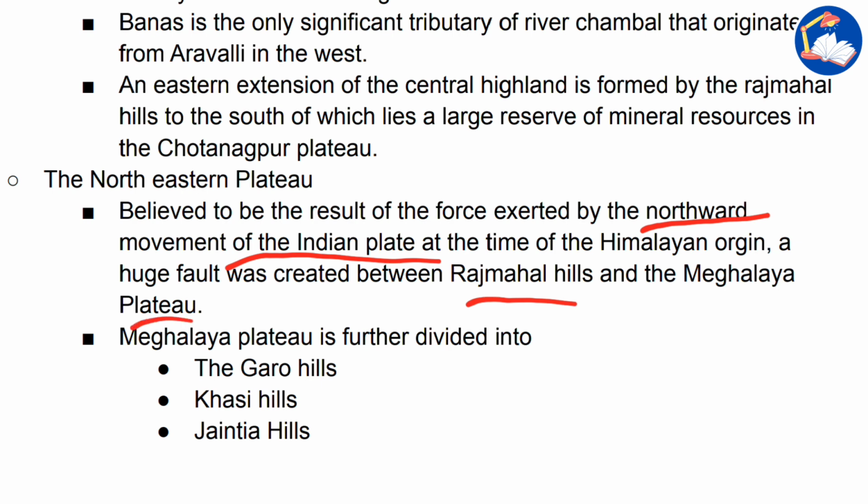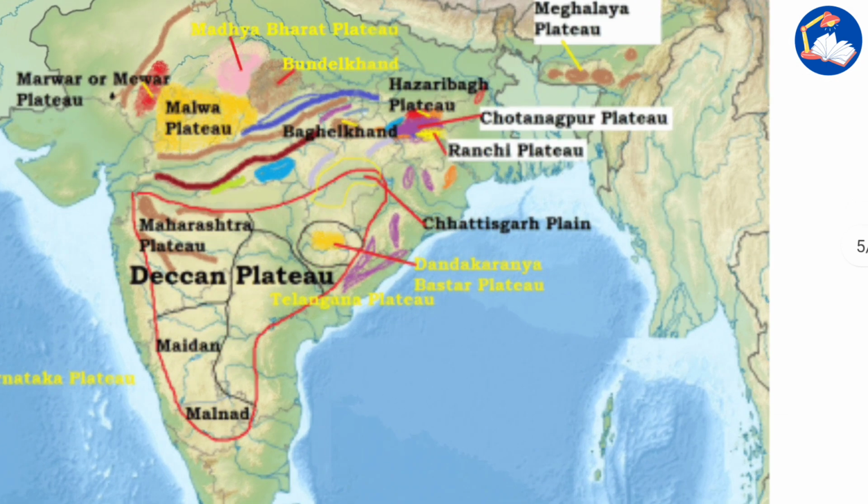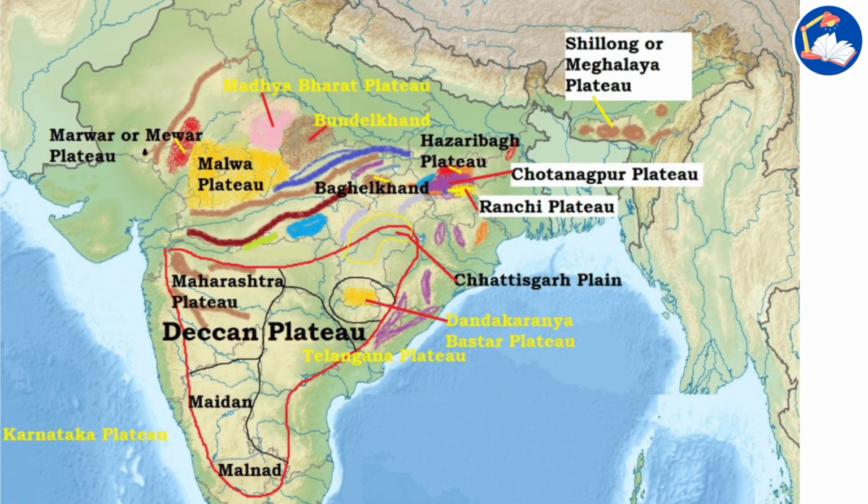So, Meghalaya Plateau is further divided into the Garo Hills, Khasi Hills, and Jaintia Hills. We have seen it in the map. Okay, now we come to the map. So, Malwa Plateau is over here. It's a part of the Central Highlands.